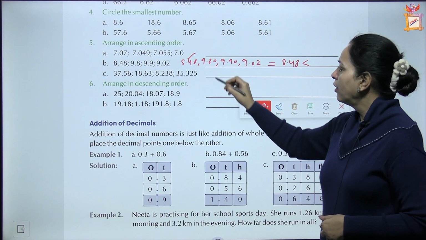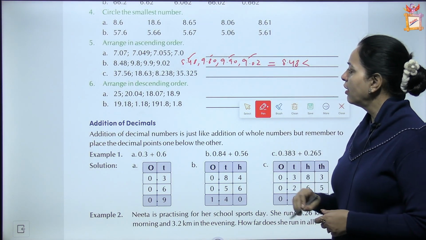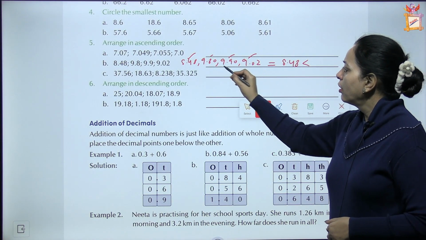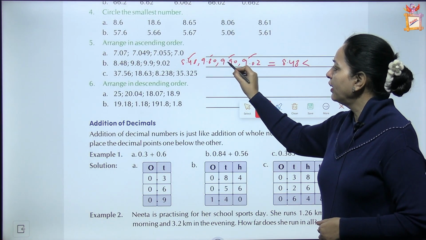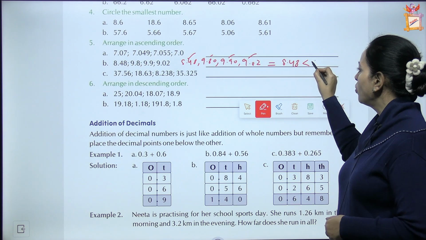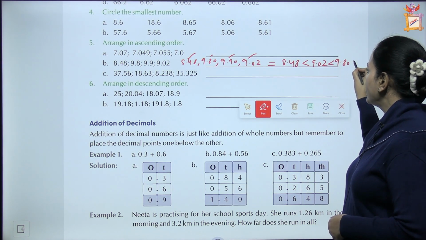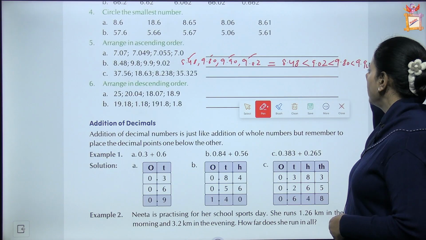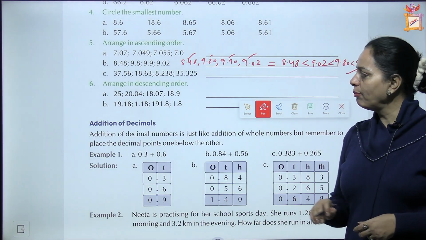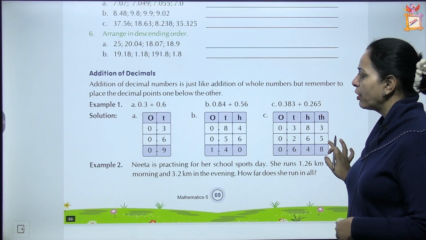Then compare these three. 999, compare 10th digit. This is 0. So 9.02, then 9.80, then 9.90. Now you can try remaining parts. ऐसे 6 question आप करेंगे.